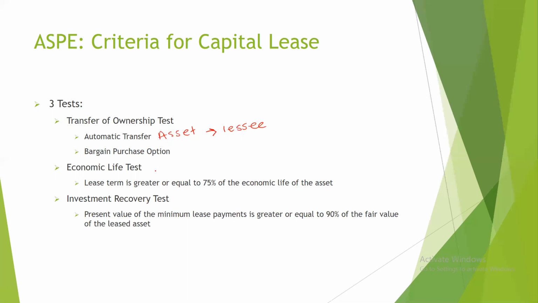For the economic life test, the lease term needs to be greater than or equal to 75% of the economic life. So you're going to take the lease term, divide it by the economic life, and see if that's 75%. If so, this test is met.